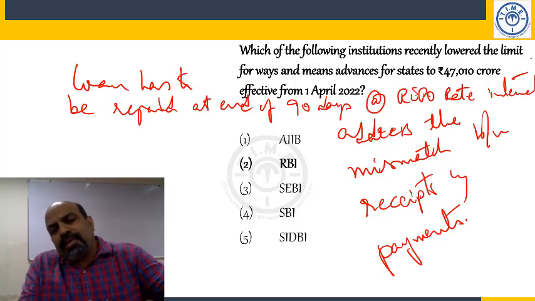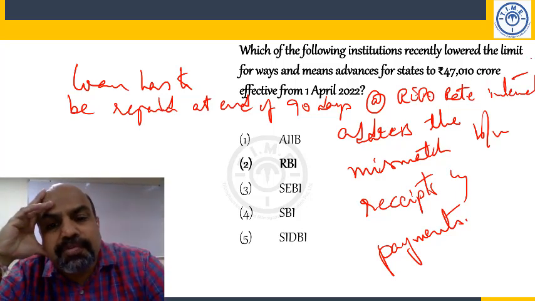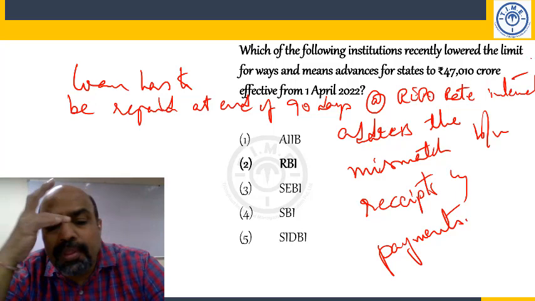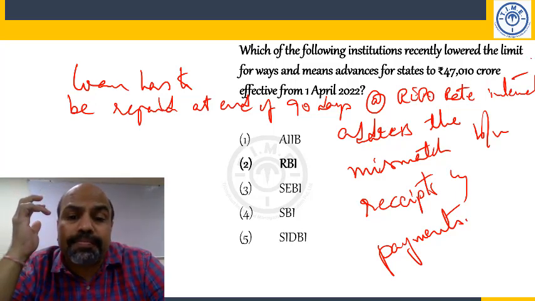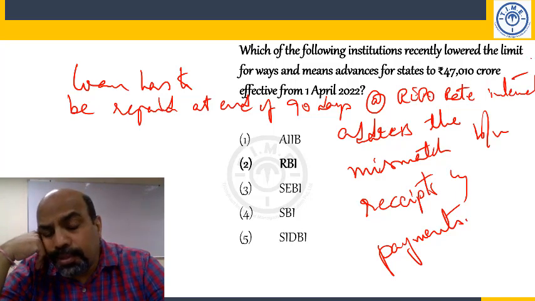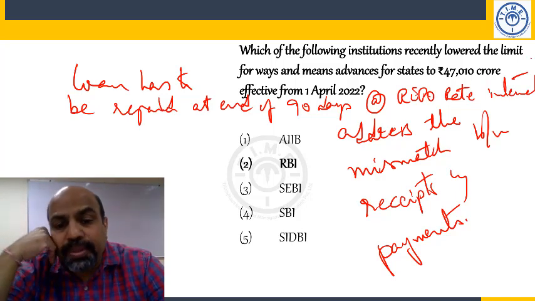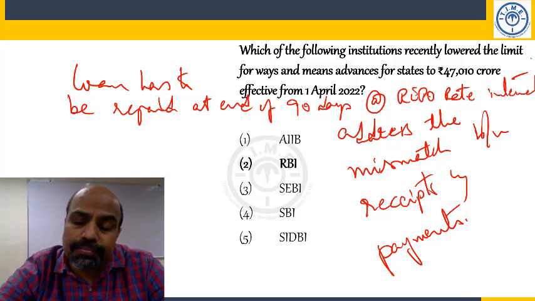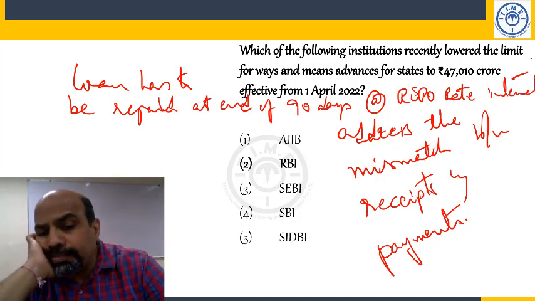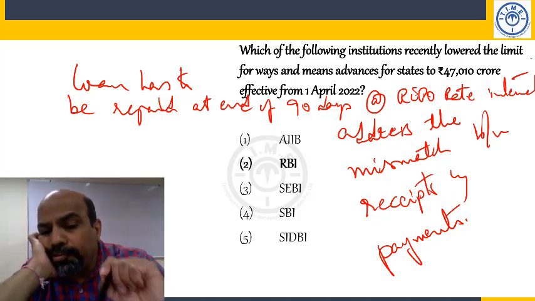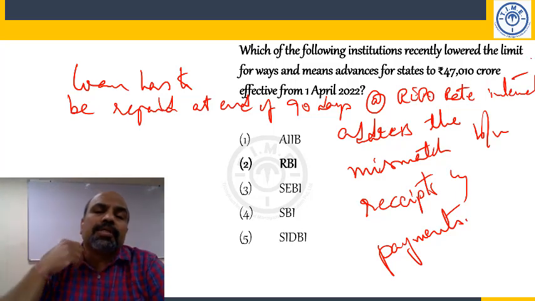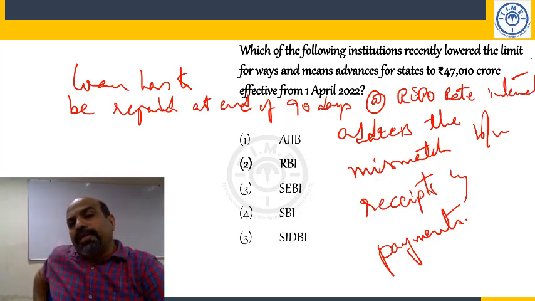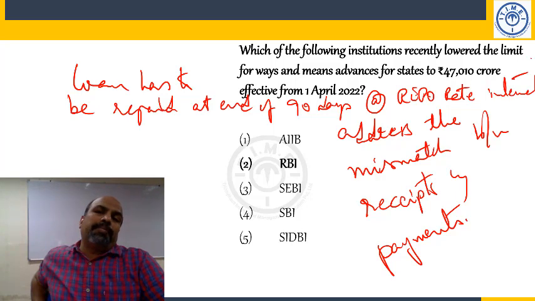You know the full forms, no? The first one is Asian Infrastructure Investment Bank, AIIB. The third one, SEBI, Securities and Exchange Board of India. The fifth one, SIDBI, is Small Industries Development Bank of India.